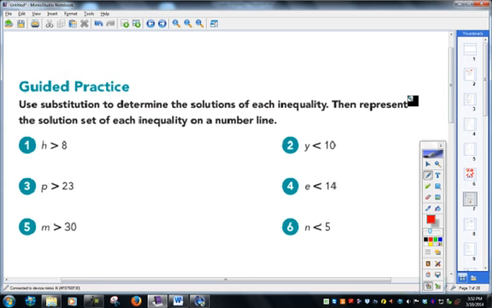Okay. Use substitution. What's this say? Use substitution to determine the solutions of each inequality. Then represent the solution set of each inequality on the number line.